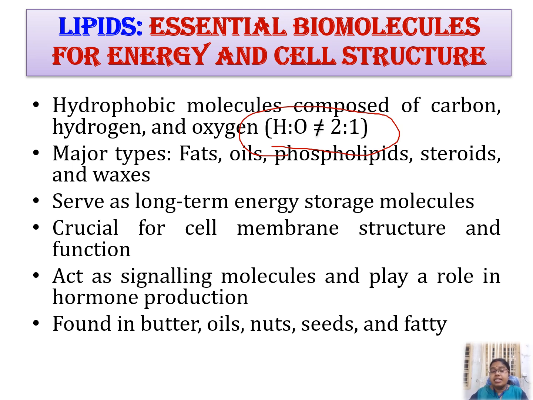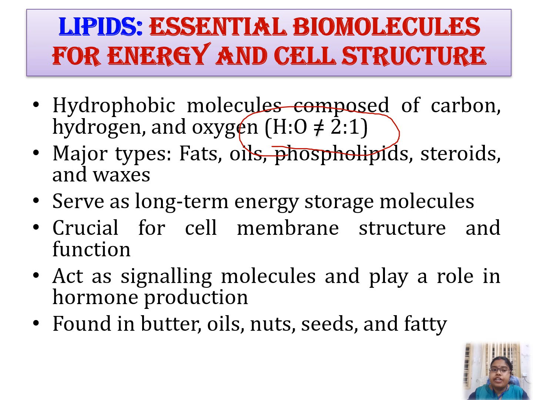And lipids consist of fatty acids. We can divide fatty acids into saturated fatty acids and unsaturated fatty acids. The unsaturated fatty acids are very important for our health.